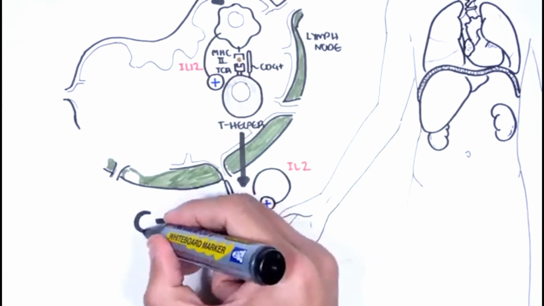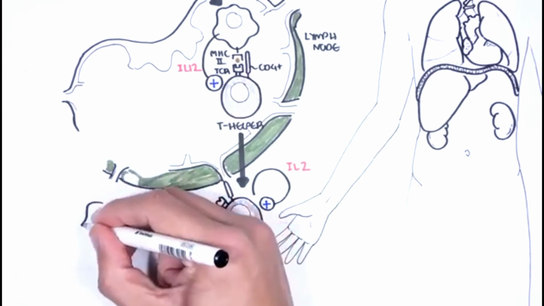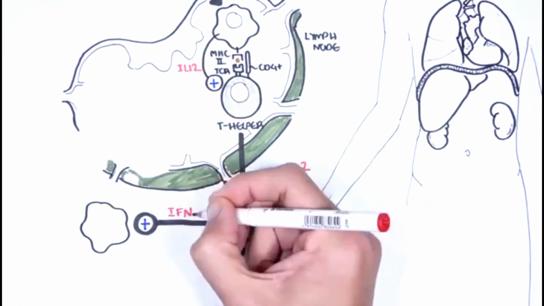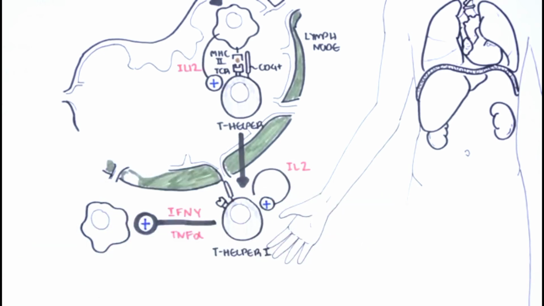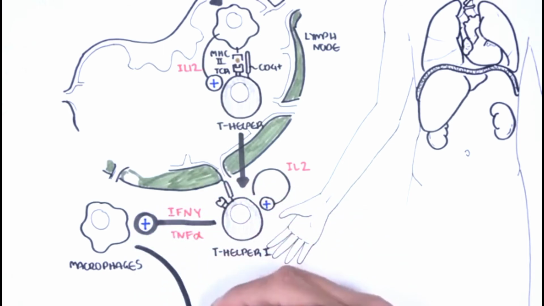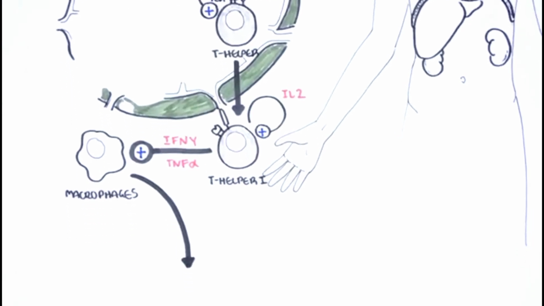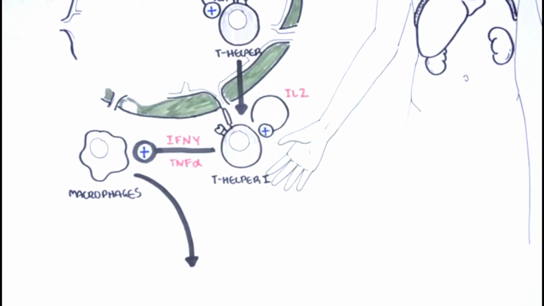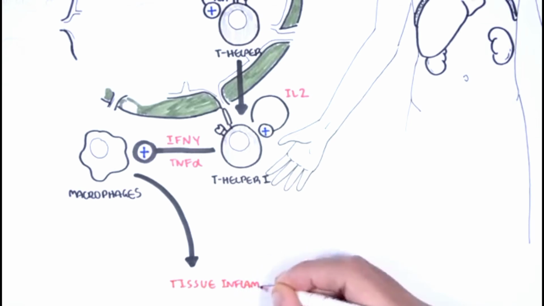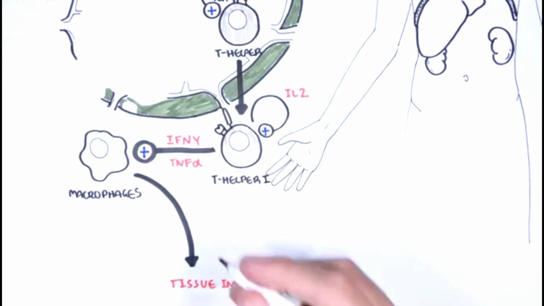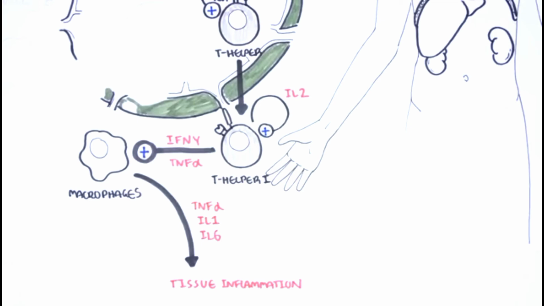T helper 1 cells stimulate the cell-mediated immune response by activating macrophages with interferon gamma and TNF-alpha. Macrophages, which are activated, are primed to attack the hapten protein complex presented by the antigen-presenting cell initially. Now, this hapten carrier protein complex can be anywhere in the body. Regardless, the activated macrophage will attack and, as a side effect, causes tissue inflammation in various areas of the body via TNF-alpha, interleukin 1, and interleukin 6.